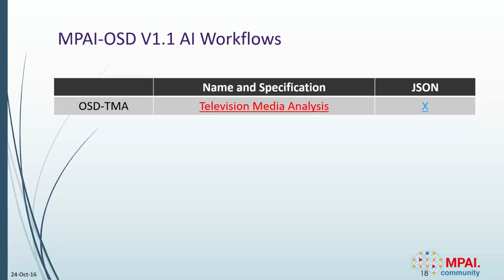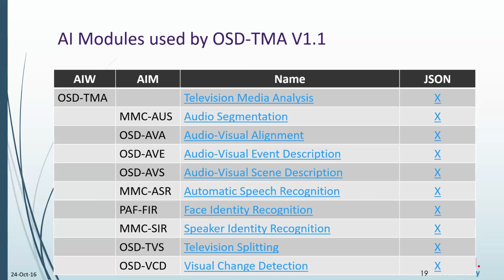So let me go back to the other things, staying again in the television media analysis. Here you have an example of how MPAI operates, because you see that we have AIMs that bear the multimodal conversation. So, for instance, audio segmentation is developed by the multimodal conversation group. If we go to audiovisual alignment, this is something that has been done by the OSD group, but we also have another contribution from the portable avatar format group. The name should be clarifying what they are about. That recognizes the identity of the face, and then we have others as well.